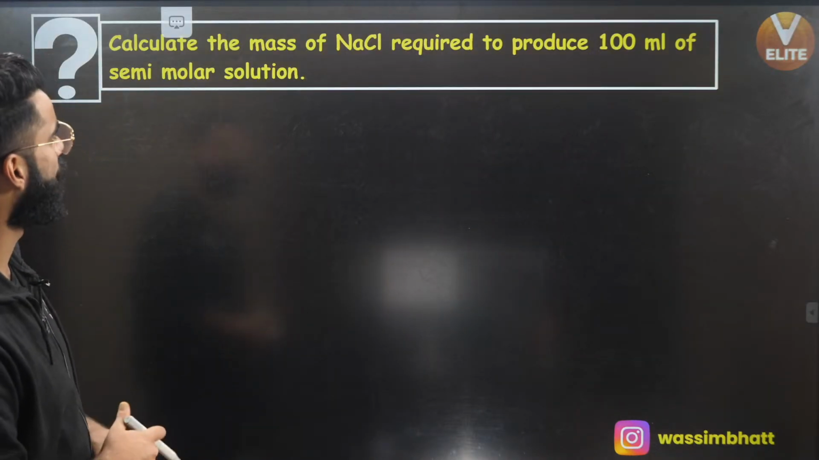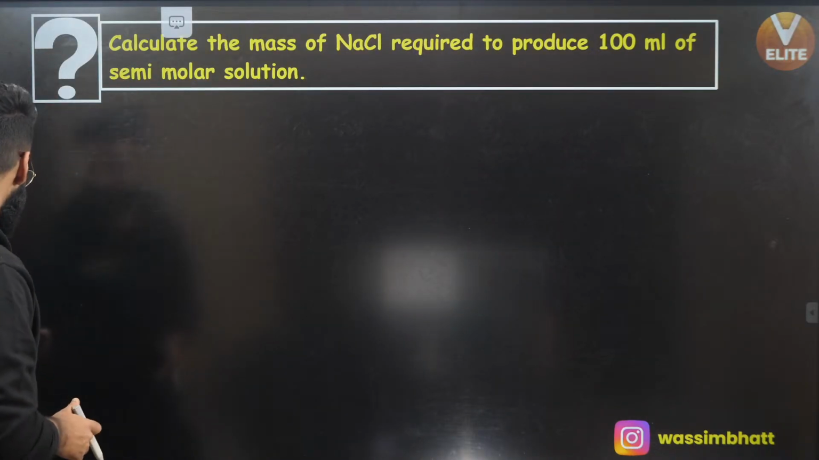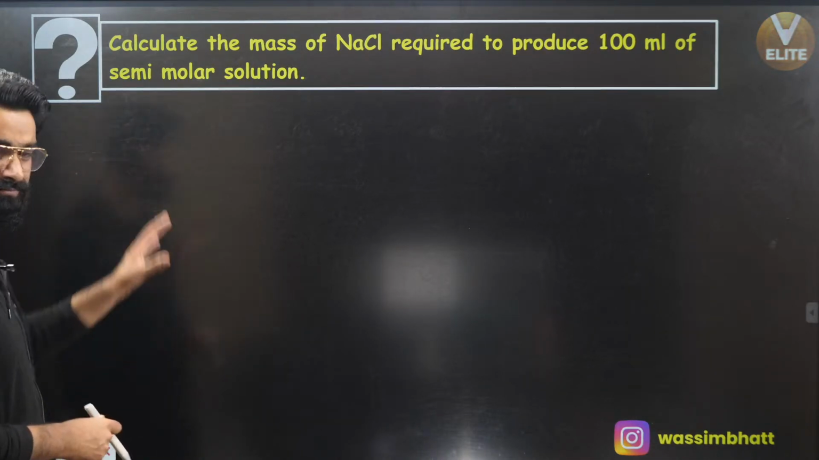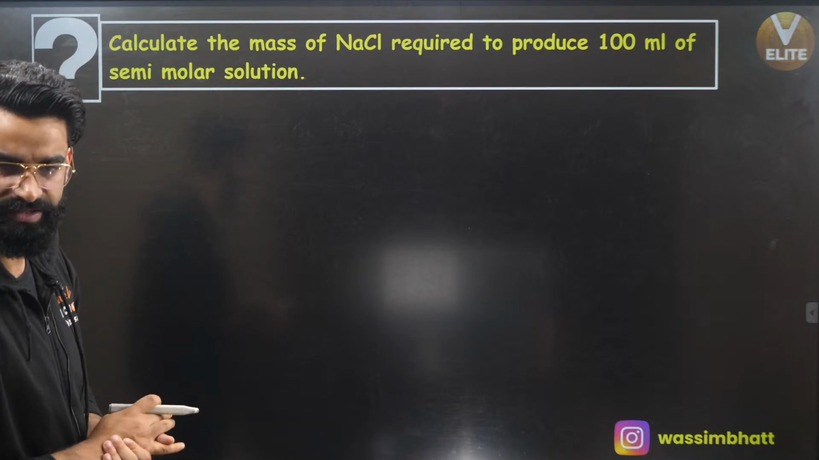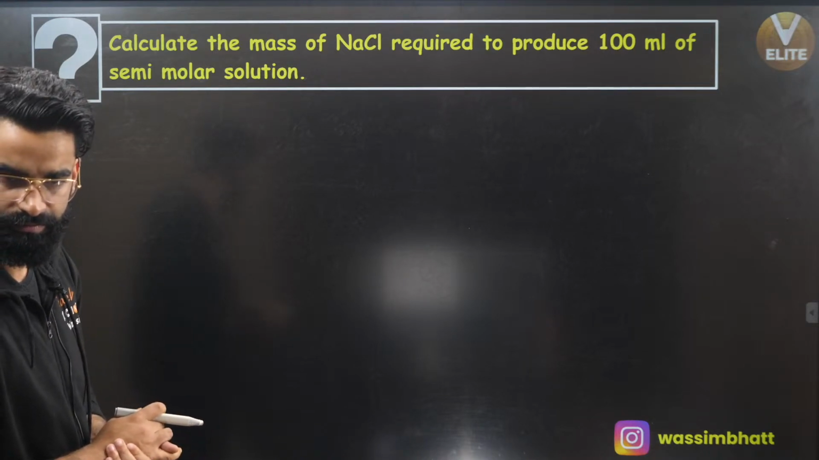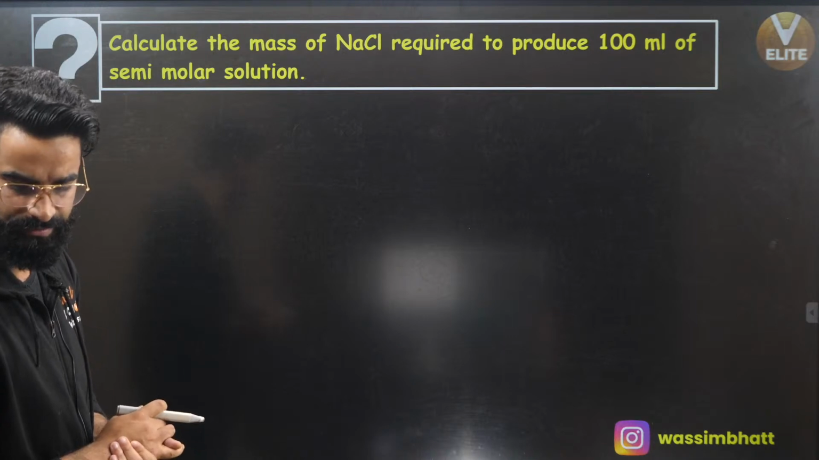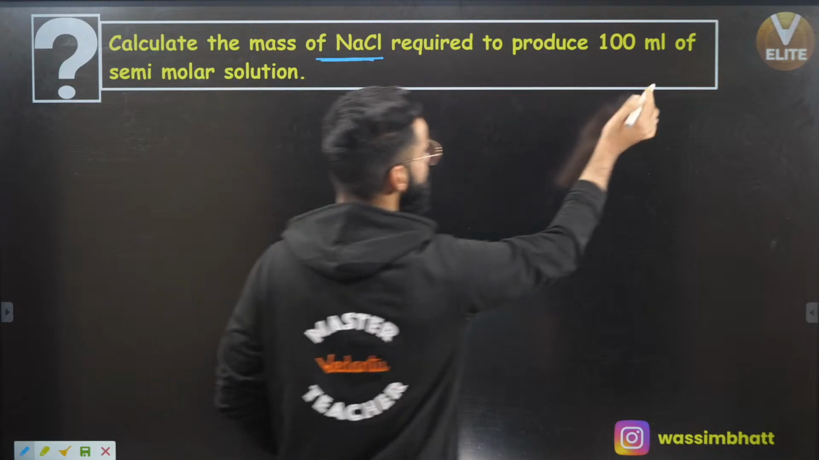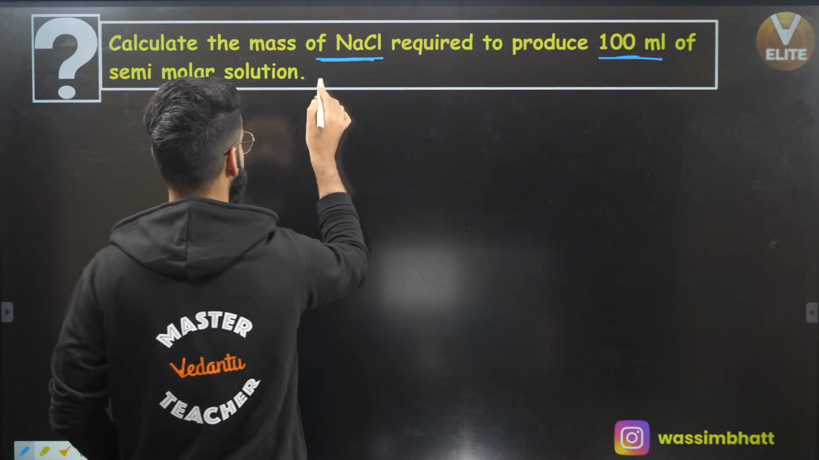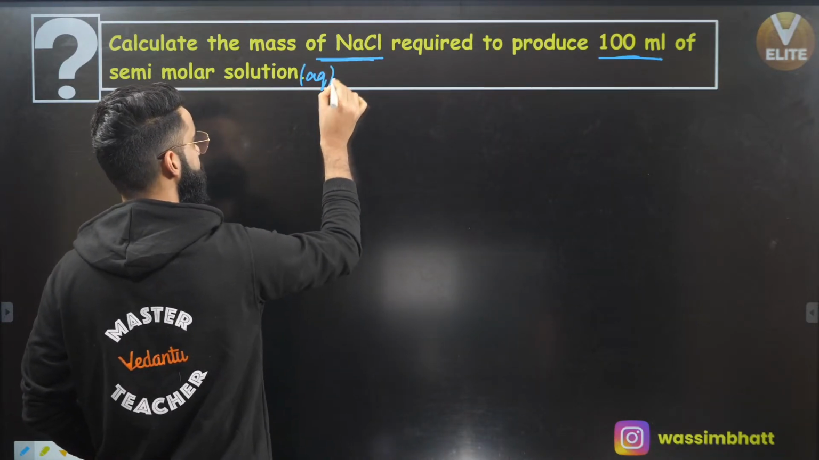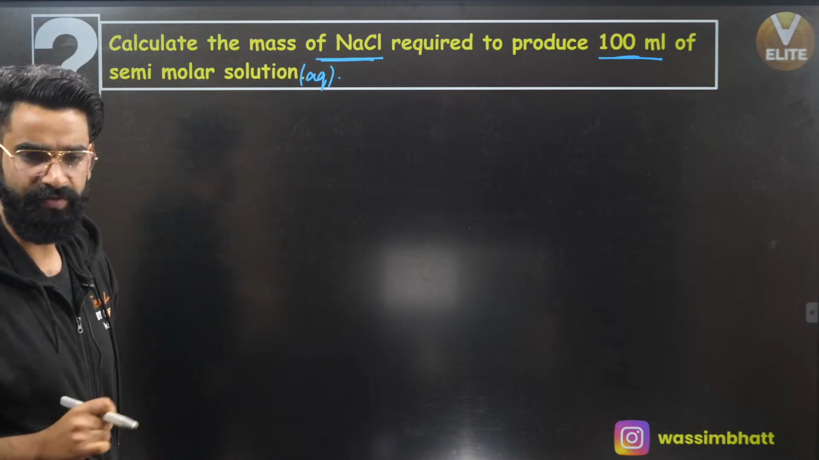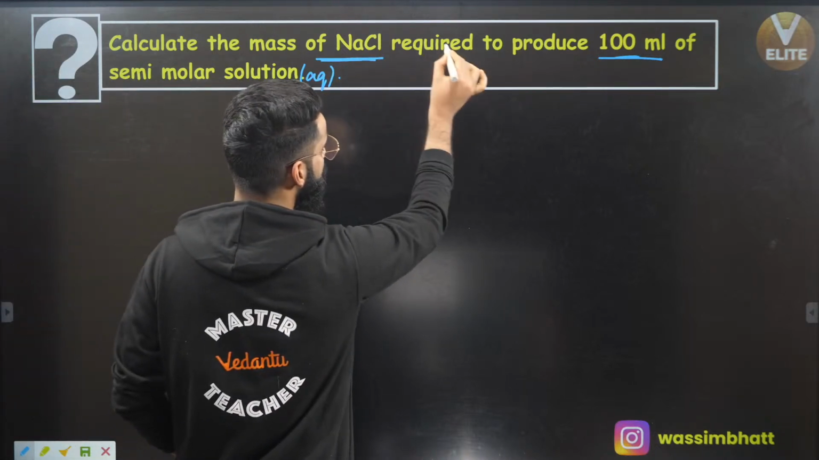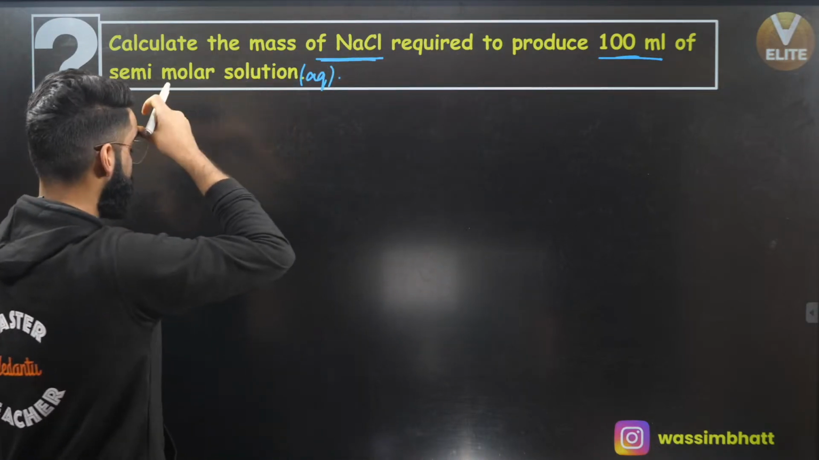All right. We have got one more question on the screen. We can solve this one as well. See, guys, how this question is to be solved. Understand. Again, a very simple question. Surely, I'll be doing that. See, calculate the mass of NaCl required to produce 100 ml of semimolar solution, or you can mention it as semimolar aqueous solution. First of all, understand a few important things from the question.